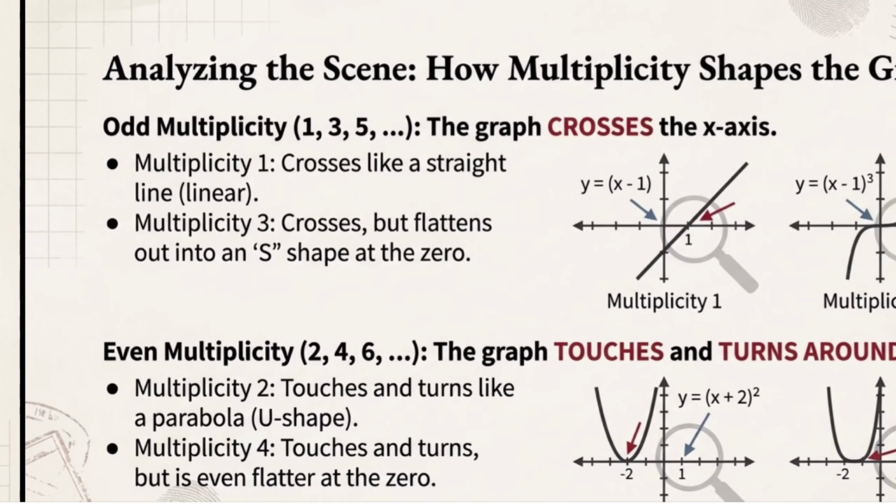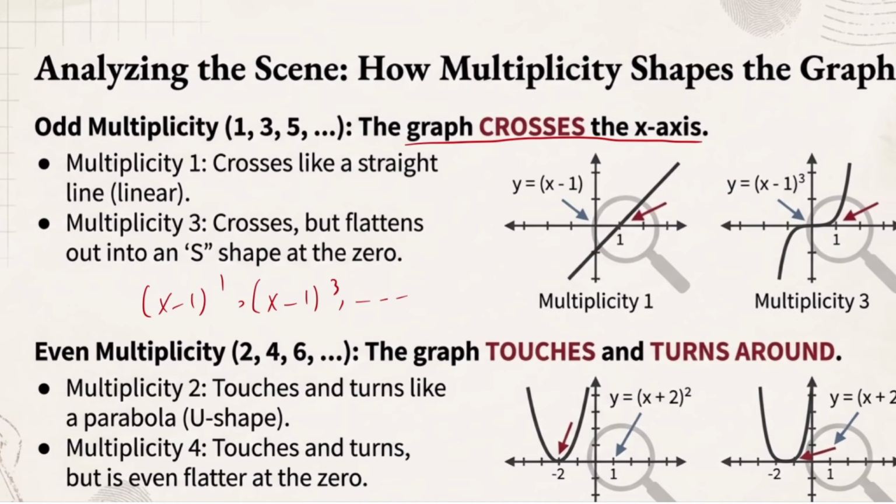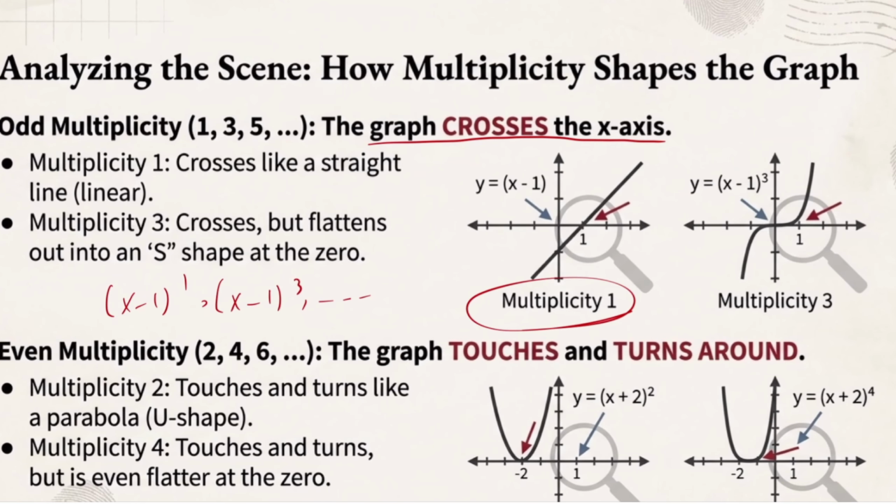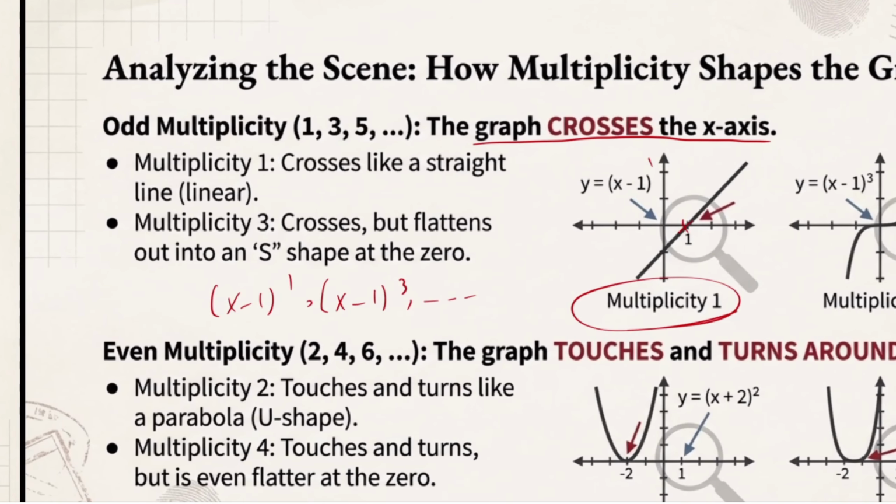So at this point, if I have odd multiplicity like 1, 3, and 5, for instance, x minus 1 to the power of 1, x minus 1 to the power of 3, and so on, it means that the graph for sure is going to cross the x-axis. The very classic example is x minus 1, which is to the power of 1. 1 is an odd number, so it has the multiplicity of 1. So for sure, I have a point that touches the x-axis, and we know the root is going to be 1. So multiplicity of 1 is going to cross the line straight on, just linear itself.